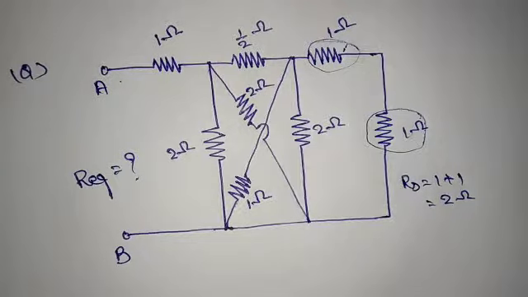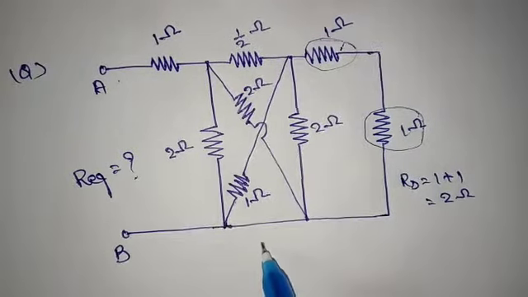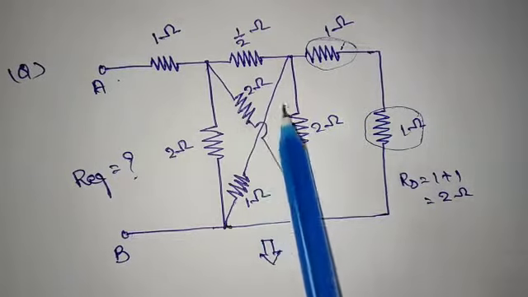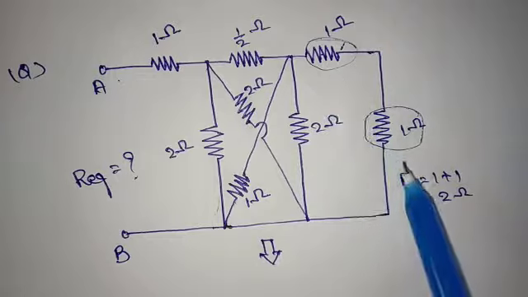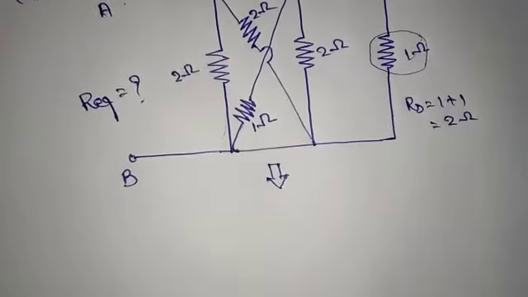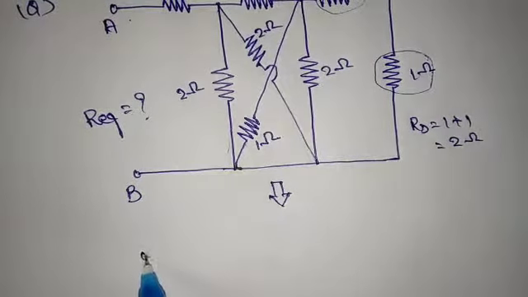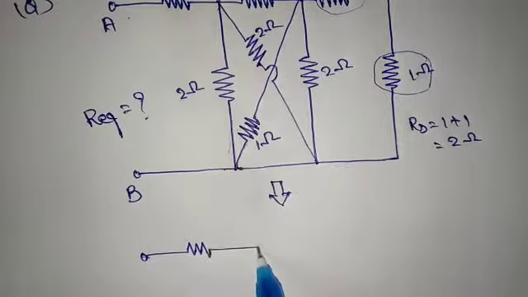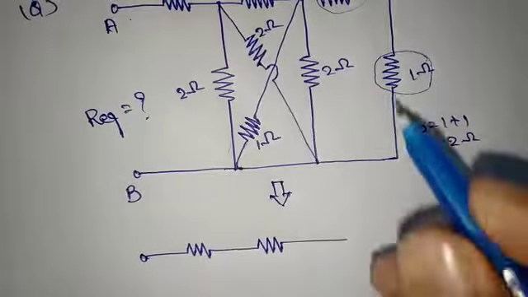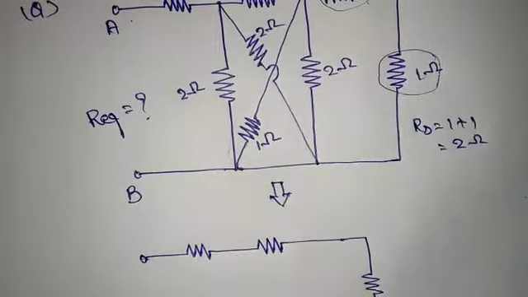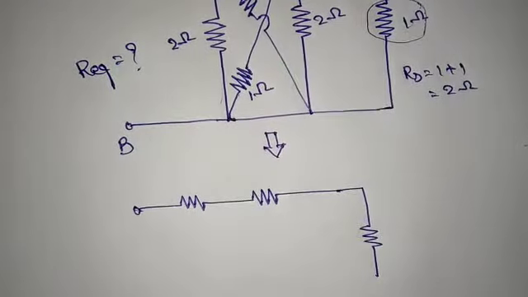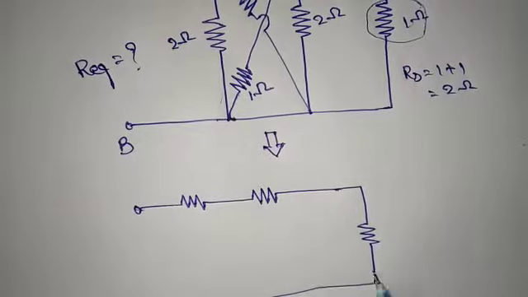After that, for better simplification, we have to redraw the above circuit. After redrawing, we write the circuit as it is, and only this part will be written as 2 ohms. So let us redraw the above circuit. The 1 ohm will be as it is, again 1 plus 1 will be equal to 2 ohms here. So we have written 2 ohms here. Yes or no? This will be equal to 2 ohms.